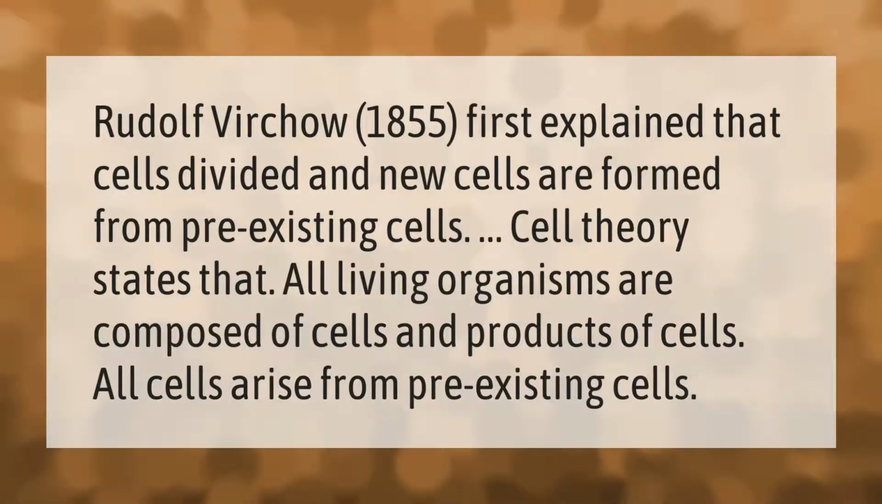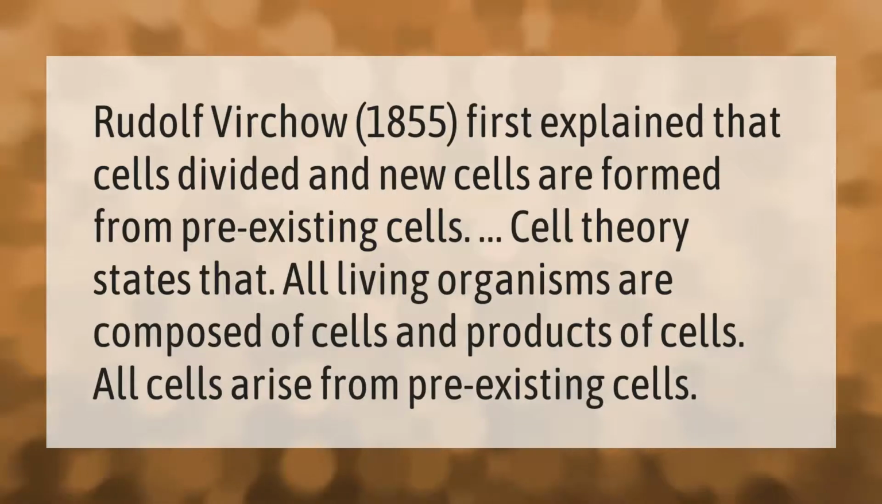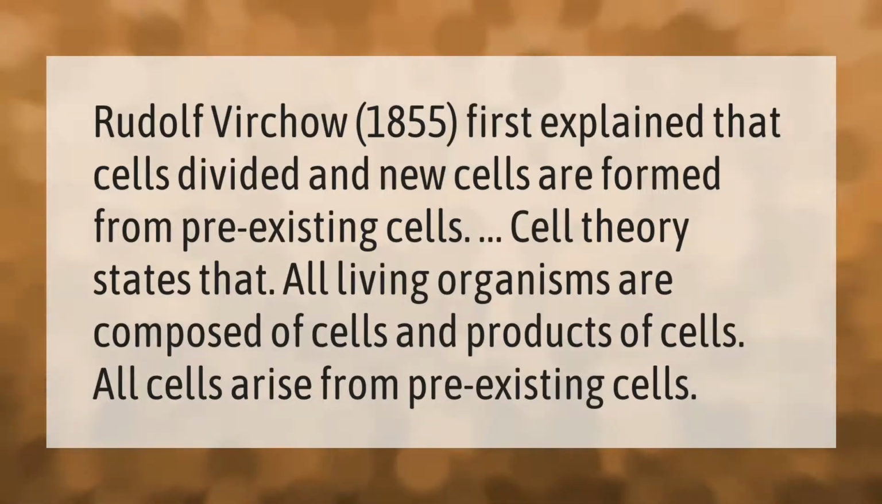Rudolf Virchow, in 1855, first explained that cells divided and new cells are formed from pre-existing cells. Cell theory states that all living organisms are composed of cells and products of cells. All cells arise from pre-existing cells.